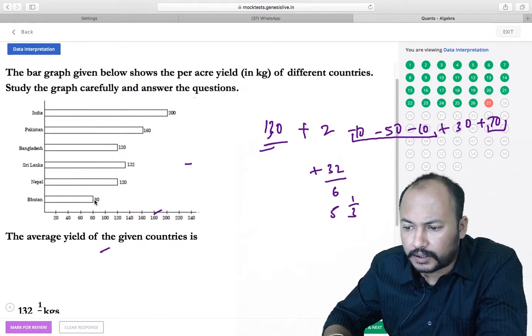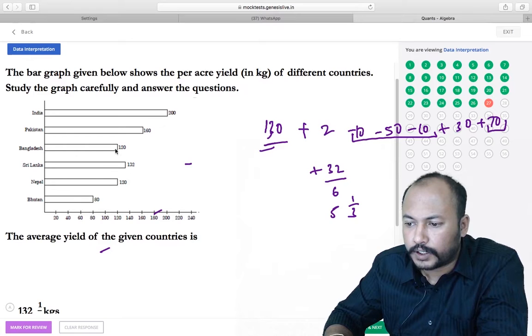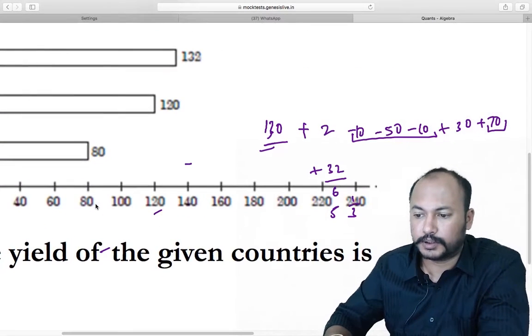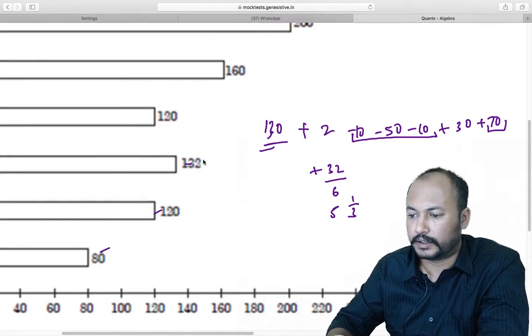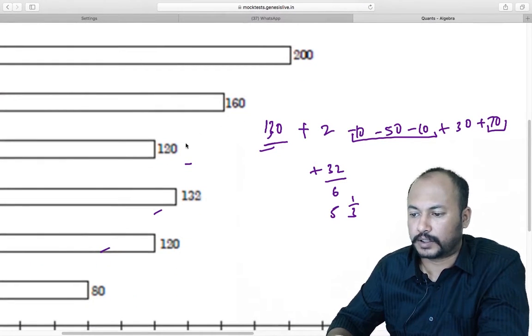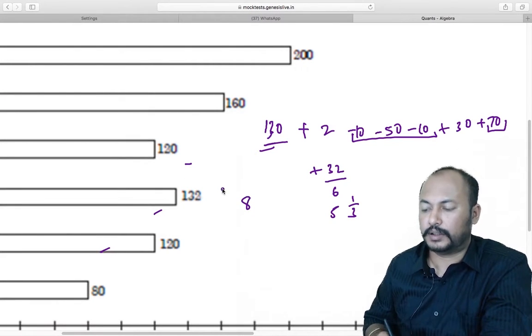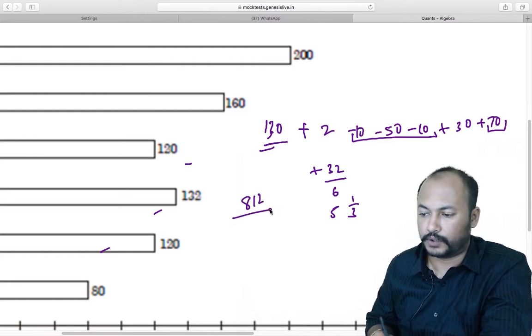You can also go with adding all the terms. So if you do that, what happens? You have 2, 3, 4, 5, 6, 600 plus, just zoom. So 80 plus 20 is another 100, 700, and then 780 we will get, 780 plus 32, 812 divided by how many?